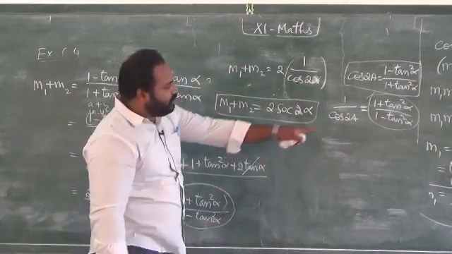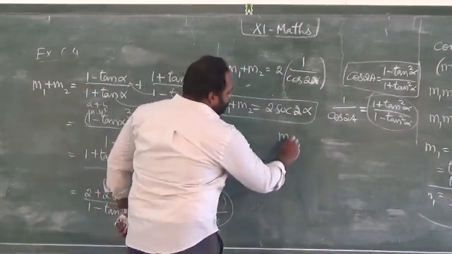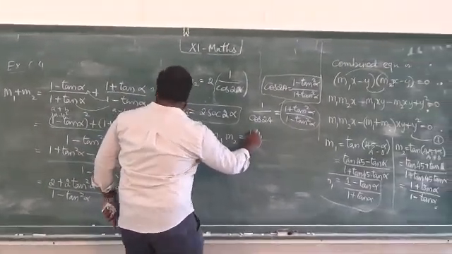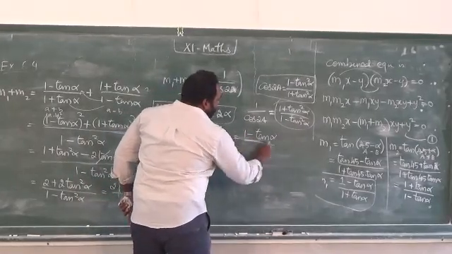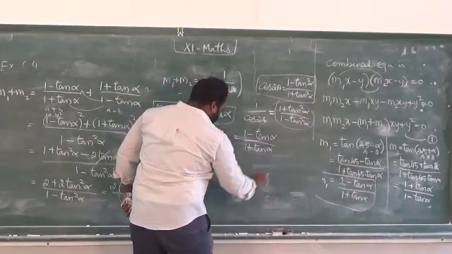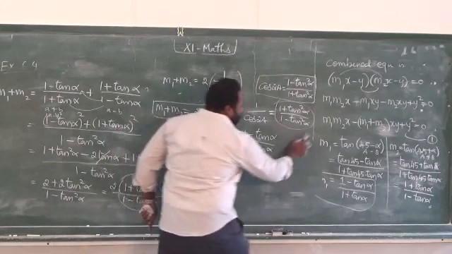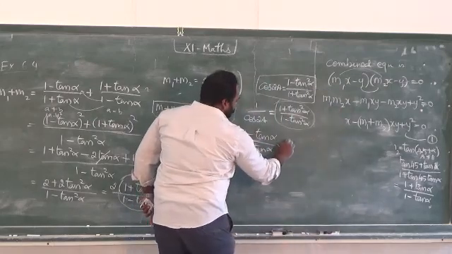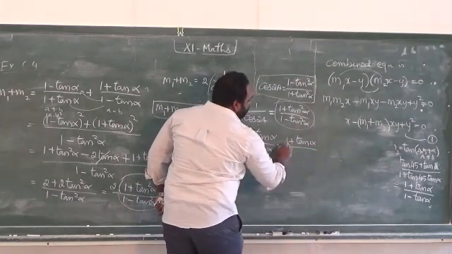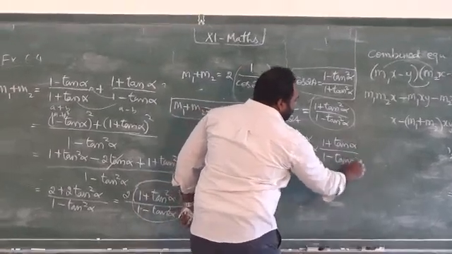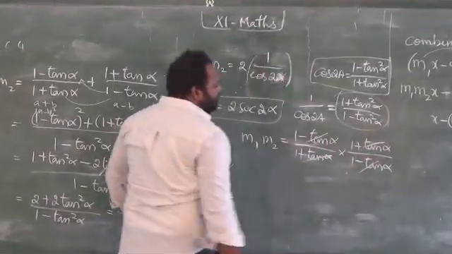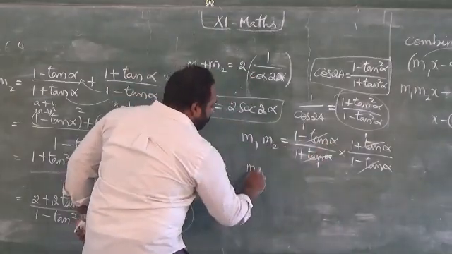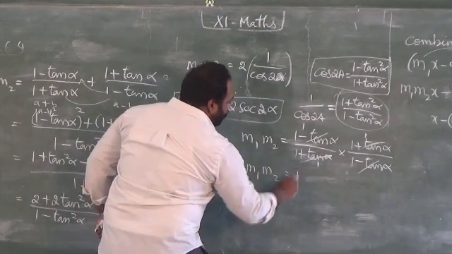Next we have to find M1 into M2. M1 is (1 minus tan alpha) by (1 plus tan alpha) into M2, which is (1 plus tan alpha) by (1 minus tan alpha). This is multiplication, so we can cancel everything, and the remainder is 1. So M1 M2 equals 1.